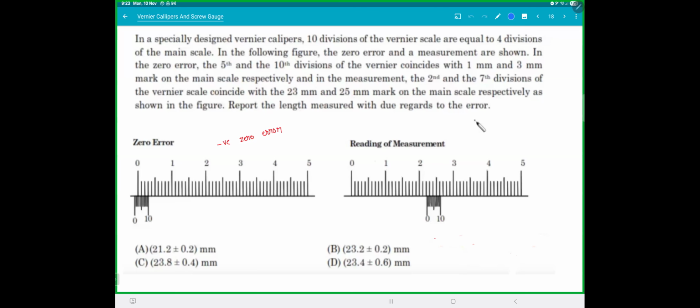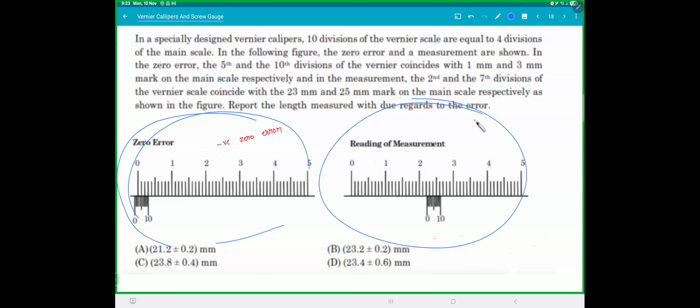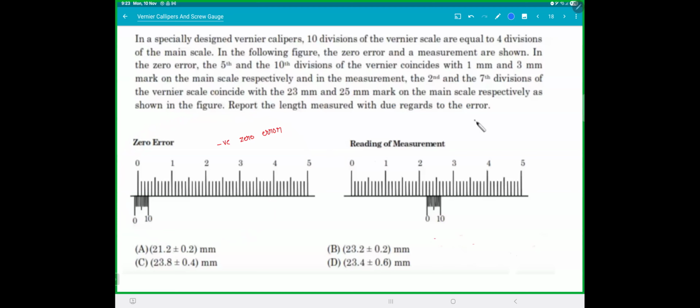Read the version. Take a minute or two. It's a lengthy one. This is a good question. It covers a lot of things. This talks about non-standard Vernier calipers. It talks about least count and Vernier constant. It also has a negative error. So when there is no object, this is how the scale looks. When there is no object, this is how the reading looks. So using this, get me the answer. Try. I'll give 2-3 minutes.